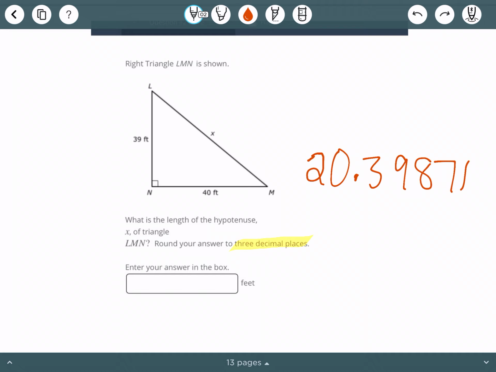All right, so if we're rounding 3 decimal places, that means the cutoff is here. So we would have 20.39. That 7 makes that 8 round up to a 9.